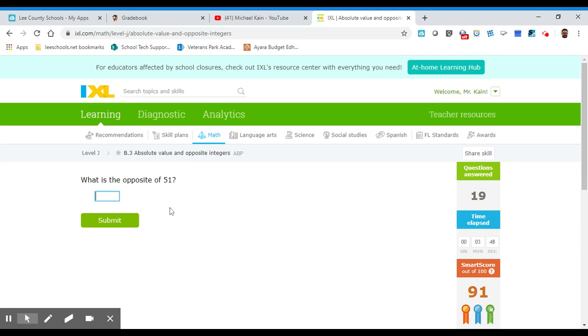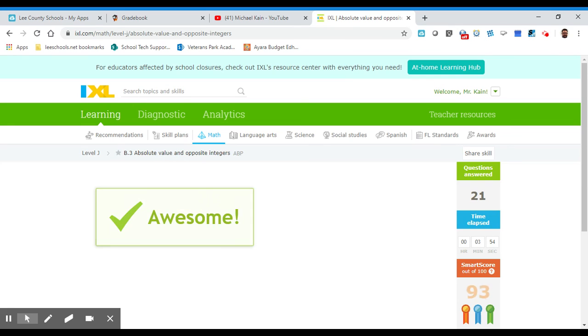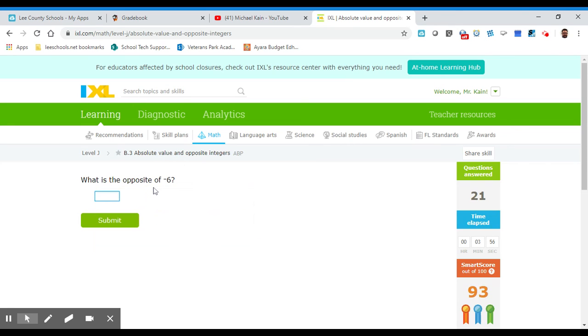What's the opposite of 51? It's -51. What is the opposite of 42? It's -42. What is the opposite of -6? It's +6. What is the opposite of 0? Is always 0. Remember, no -0.